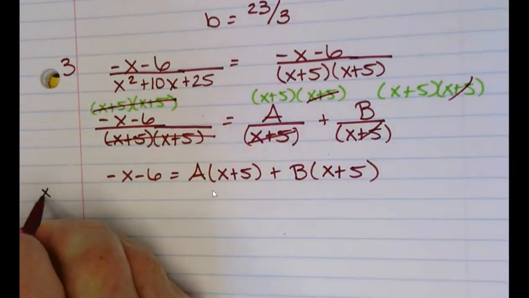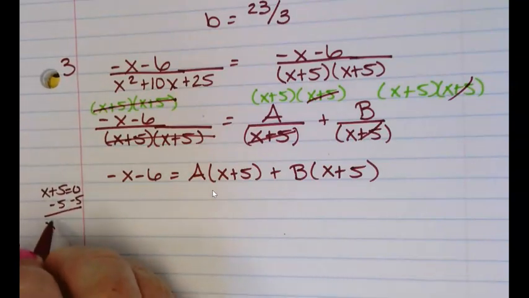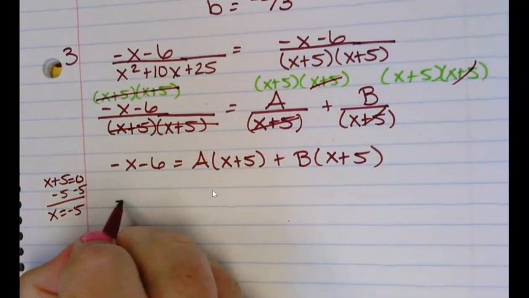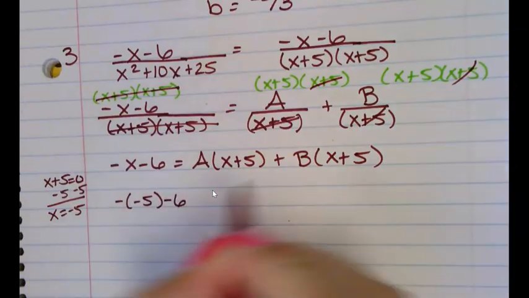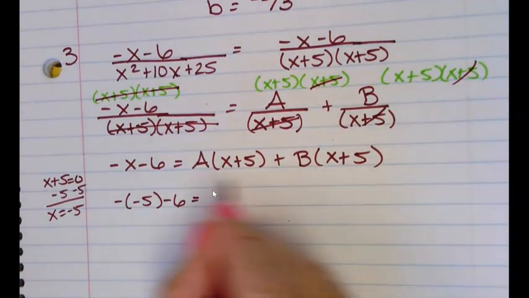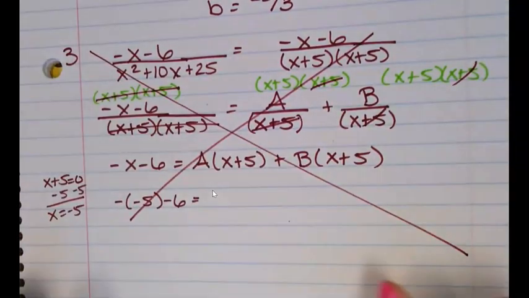Okay, so now you take your x plus 5, set it equal to 0. We get x equals negative 5. Please be careful right here. So this is negative 5 minus 6. Interesting. What's going to happen here, this all zeroes out. Okay, so we're going to throw away this question. And let's do the other one.